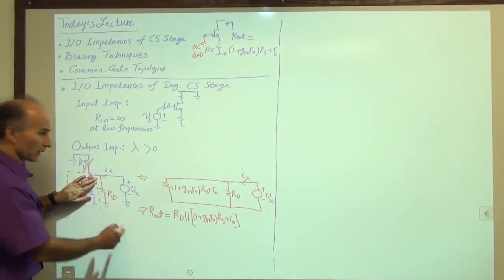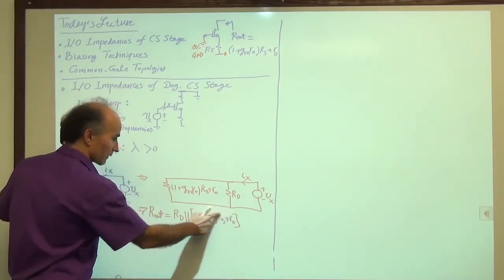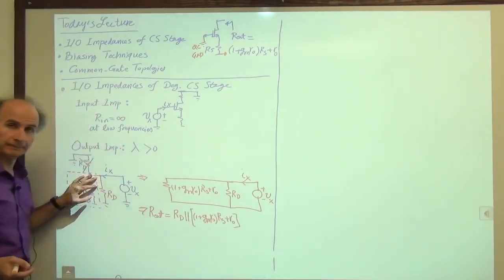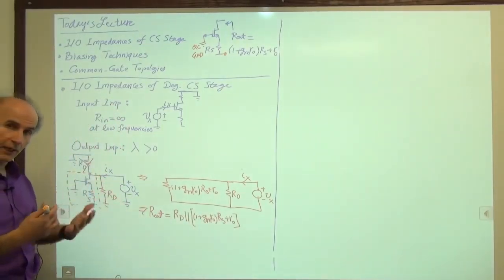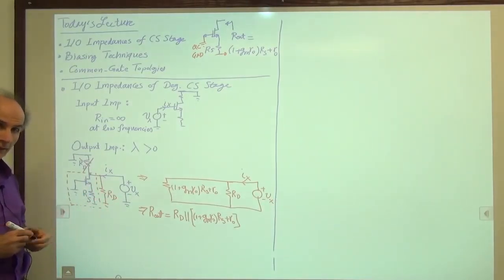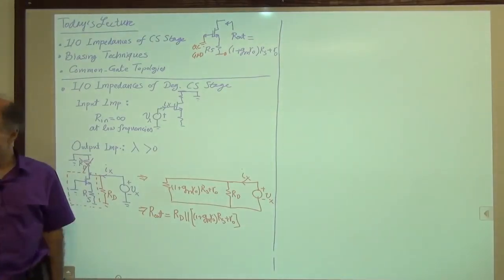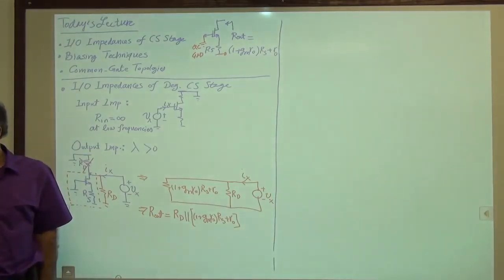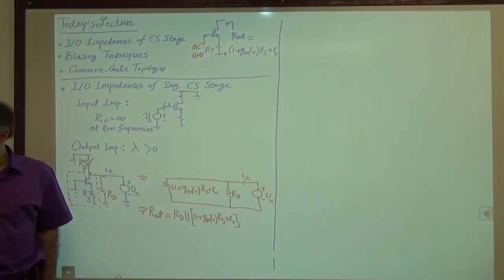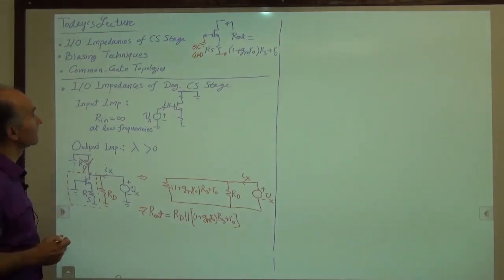We just have RD, right? Because this is infinite, so this goes away. We just have RD. So depending on how much accuracy we're looking for in our calculations, we can include one of the two. Very well. So these were the input and output impedances of the common source stage with degeneration. And we are now ready to go on to biasing techniques.